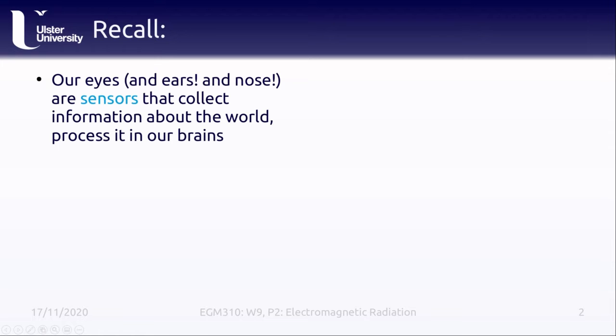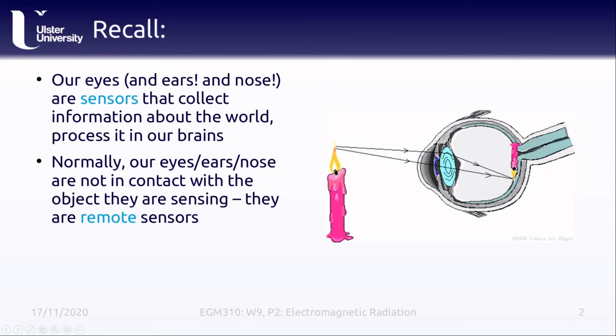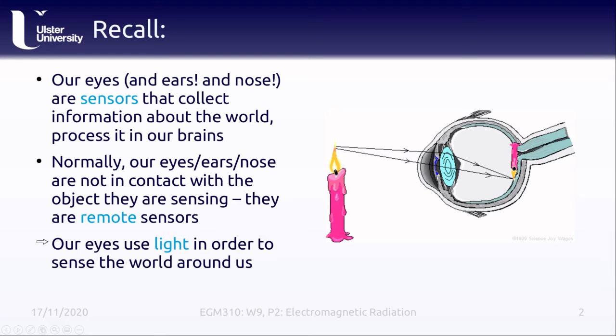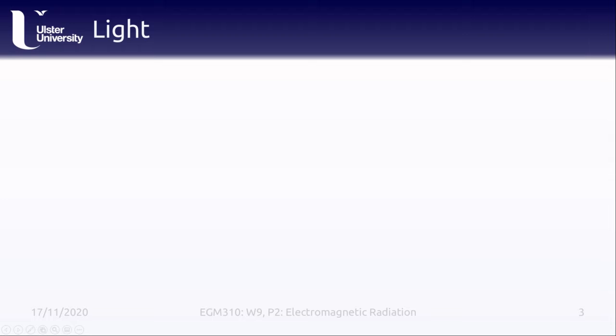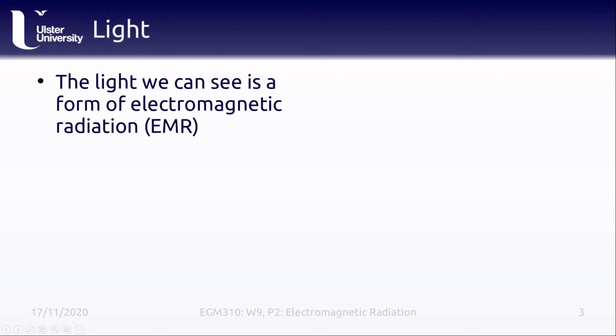In the previous lesson, we discussed how, in a way, we've all been doing remote sensing for years. Our eyes, ears, and nose all collect data about the world without touching it. They are remote sensors. In particular, our eyes use light to sense the world around us in a very similar way to how we collect remote sensing data. The light that we see is a type of electromagnetic radiation, and we'll talk more about what we mean by electromagnetic radiation in a minute.